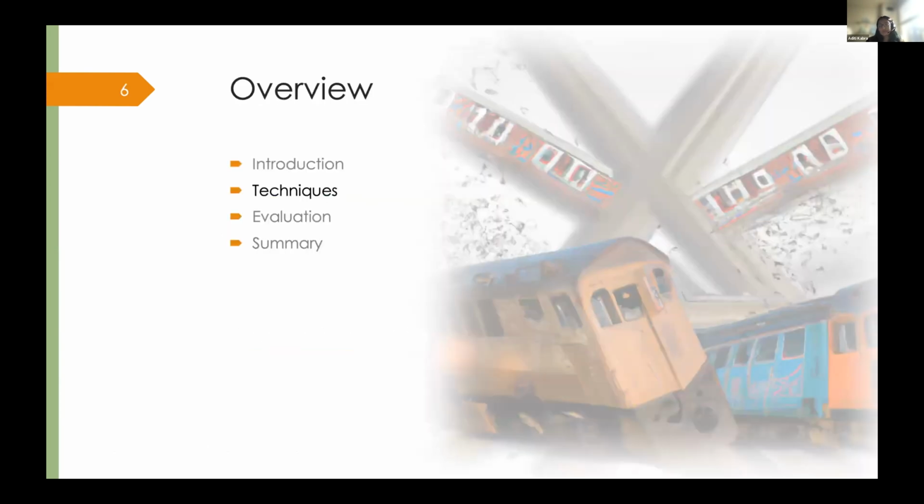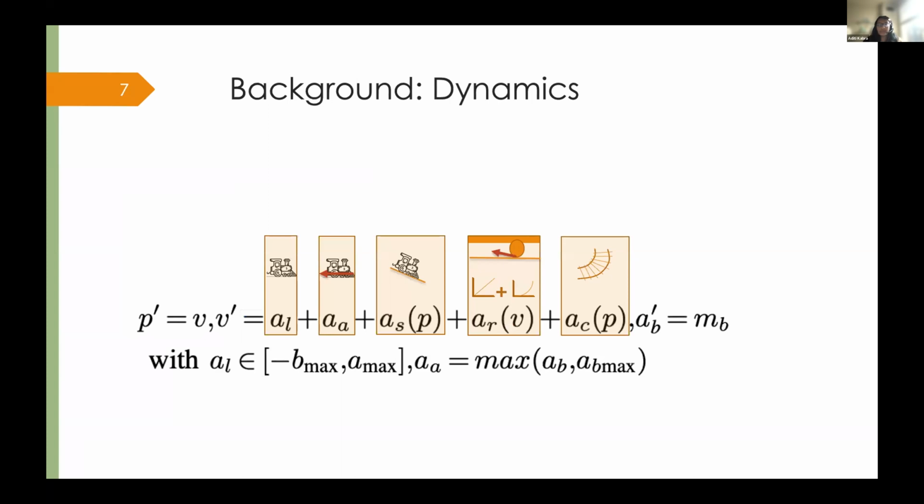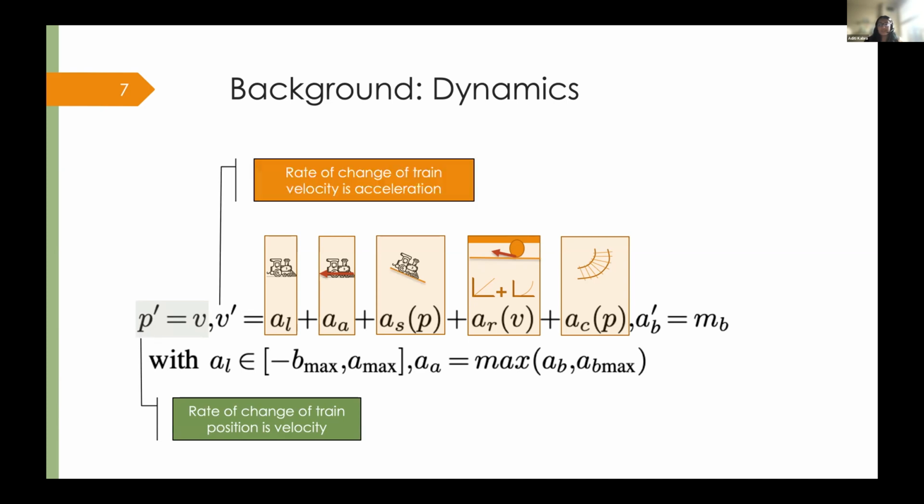I will now talk about some of the techniques used in the paper. But before that, let me quickly introduce you to train dynamics. Train position P changes as train velocity V. Train velocity V changes as acceleration, which has several components. A sub L is locomotive traction. A sub A is deceleration because of the air brakes. A sub S is the acceleration under gravity due to the slope of the track. A sub R is rolling resistance, also called Davis resistance.